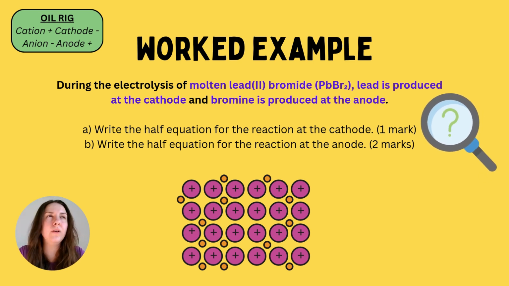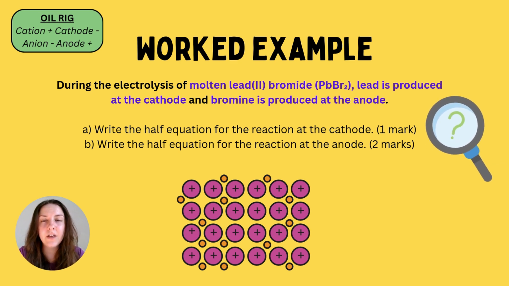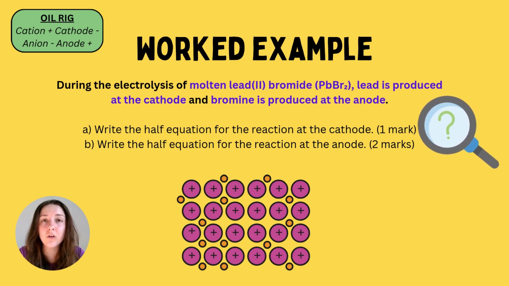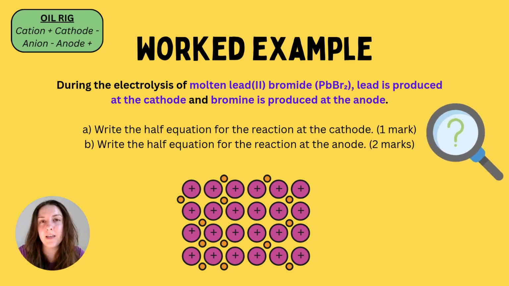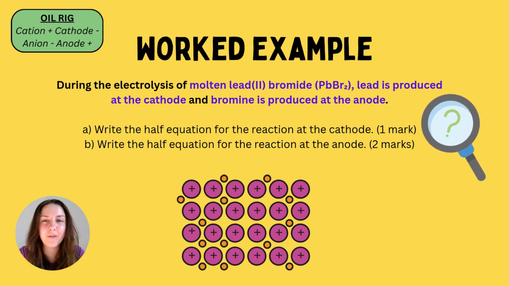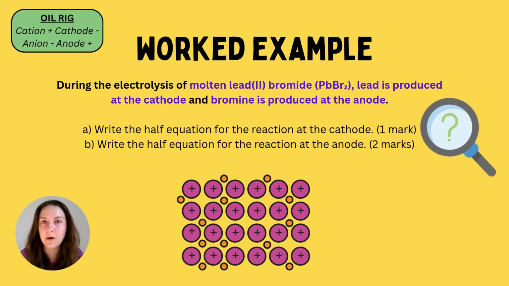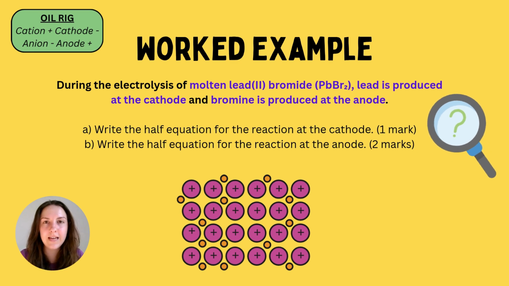The other thing to do when you're in the exam is exactly what I've just done here. I've highlighted the key bits, and what you want to do at GCSE is look for clues. These are the clues that are in the question. Molten lead(II) bromide is the key clue. It tells you that lead bromide is just melted, so there's nothing else except lead bromide.